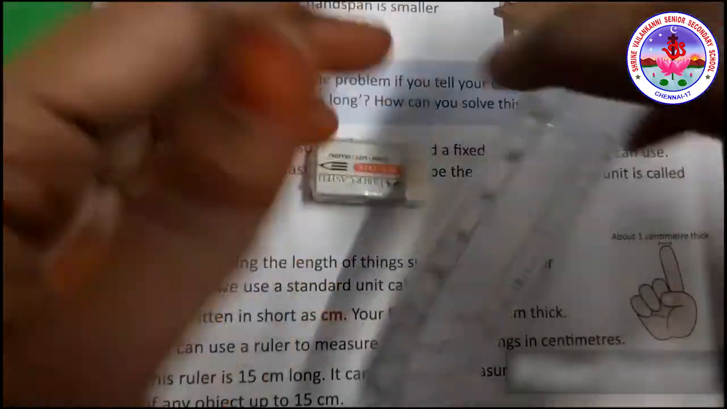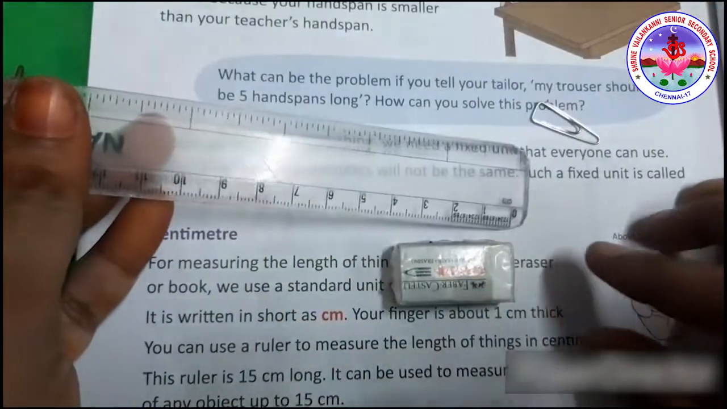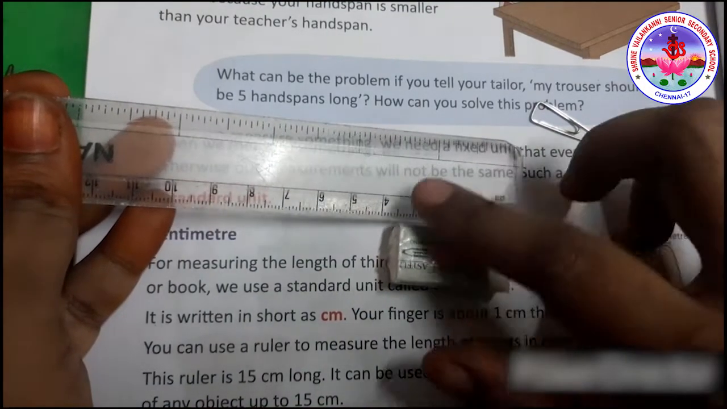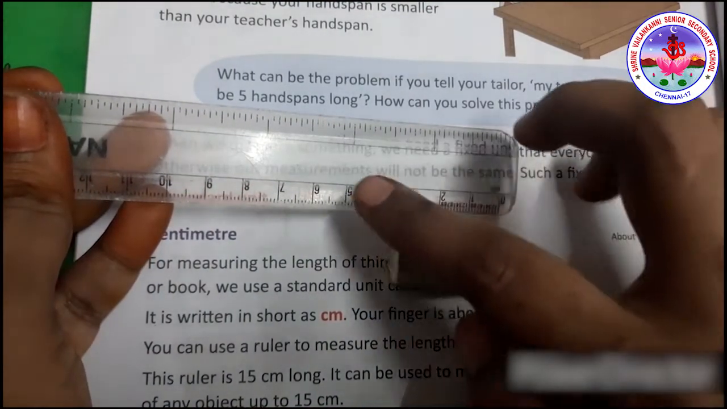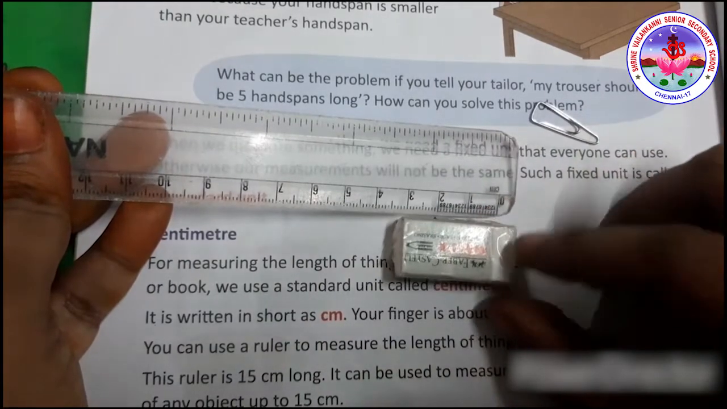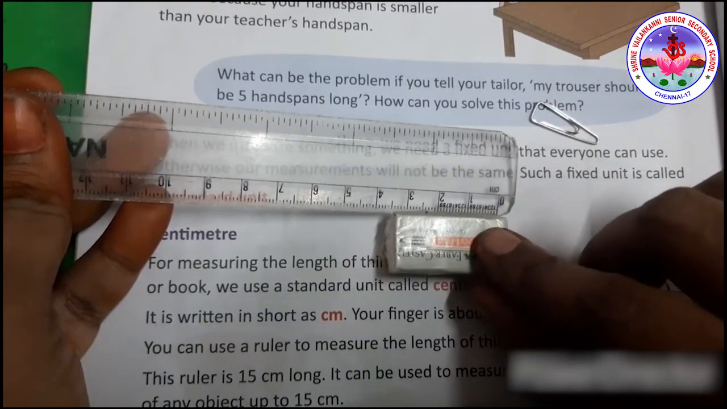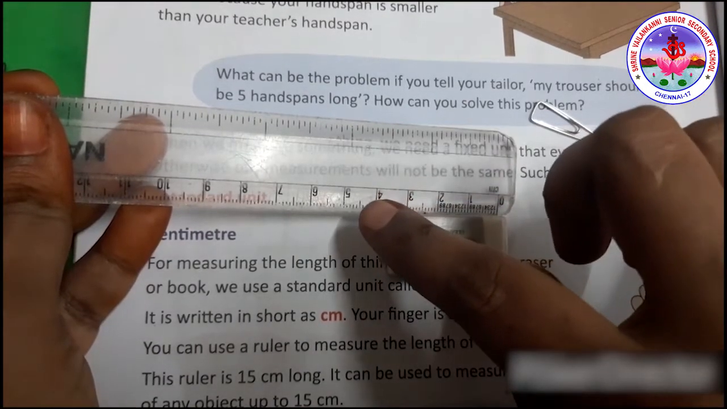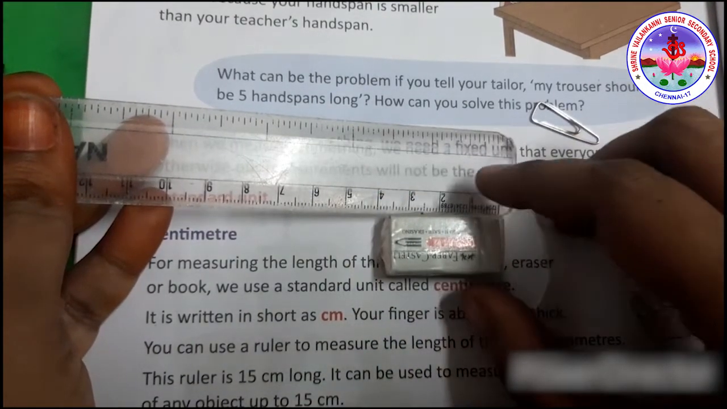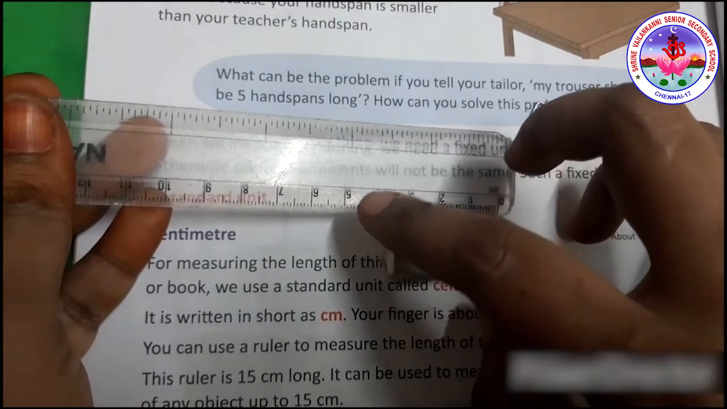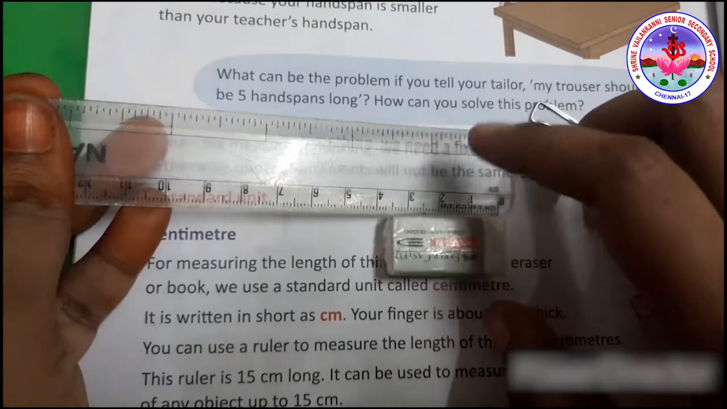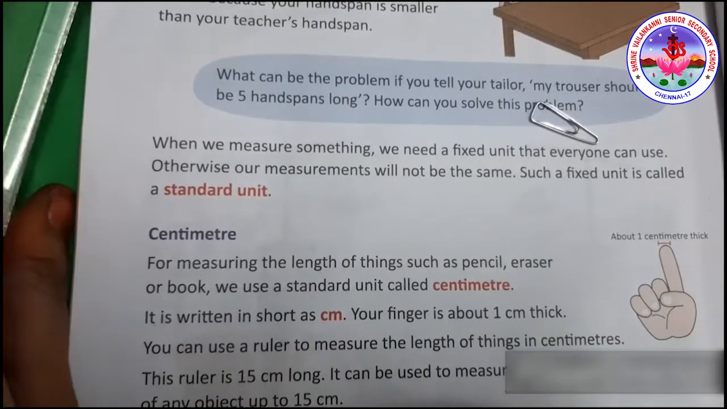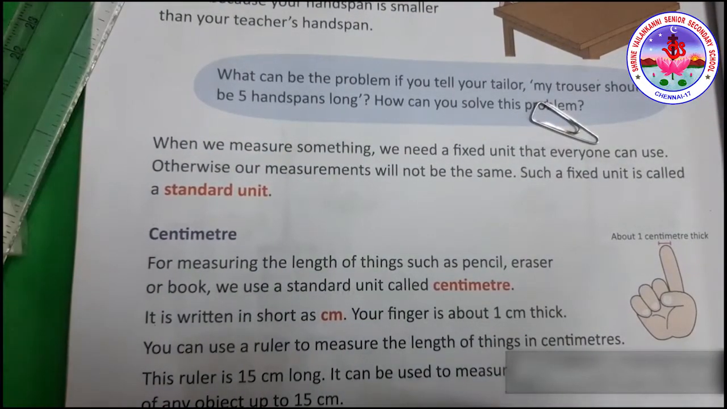You just have to keep the object at 0. They will give you the measurements. See, 0, 1, 2, 3, 4, the numbers will be given. You just keep it at 0, the starting point, and you have to see where it finishes, the number where the ending line comes. That is the answer. Now let's see some examples in your exercise sums.